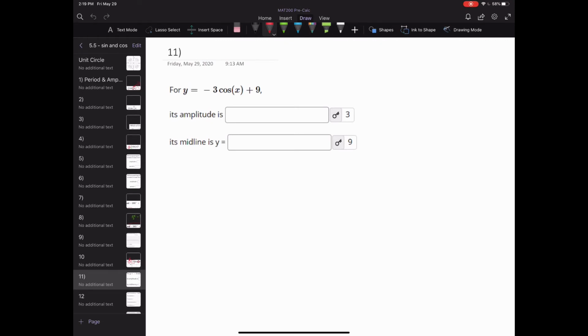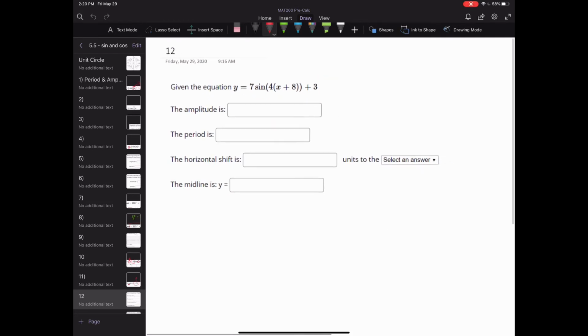Amplitude is 3. The midline, okay, is y equal whatever that number is. But if you think about it, I'm just going to draw the cosine curve because that's the function we're talking about here. The midline, for any of the basic functions we have, is y equals 0. It's the x-axis. The y value is always 0. Now this is shifting it upwards 9 units. So if I shift the midline up 9 units, it will just be y equal 9. So that's why it's always that number.